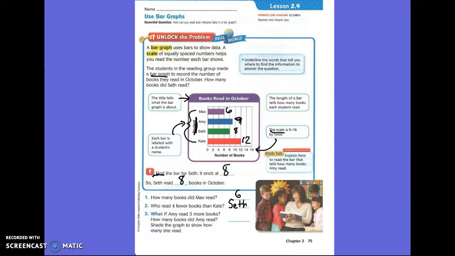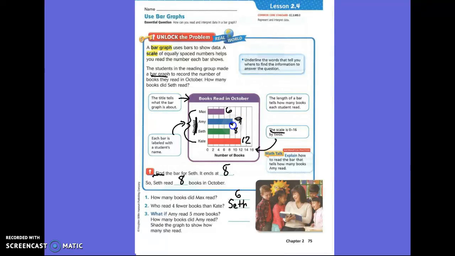Now, number 3, like I said, is probably going to be about Amy. What if Amy read 5 more books? How many books did Amy read? Shade the graph to show how many she would read. So, if she read 5 more books, how much would that be? She has how many right now? How much does Amy have right now? 9. Okay, what's 9 more than 5? 14. So we need to make our graph go to 14.